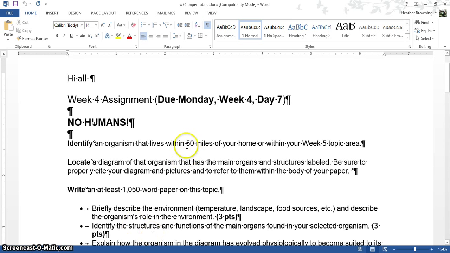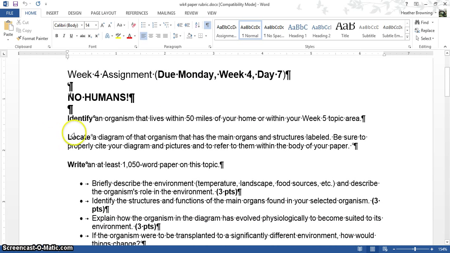You can pick something that lives within 50 miles of your home or within your week 5 topic area. I would recommend that you pick something within your week 5 topic area because that will give you some of the resources down now for the week 5 assignment. So it'll just save you some time in the long run, but the choice is yours.